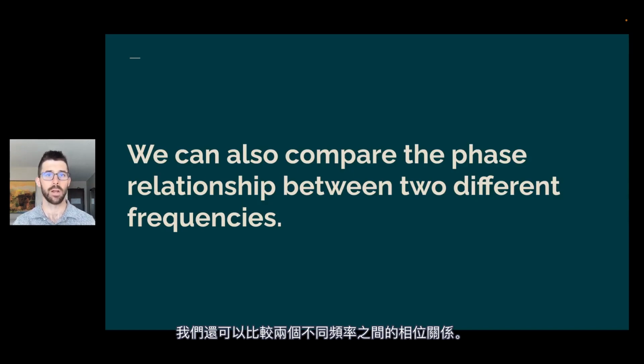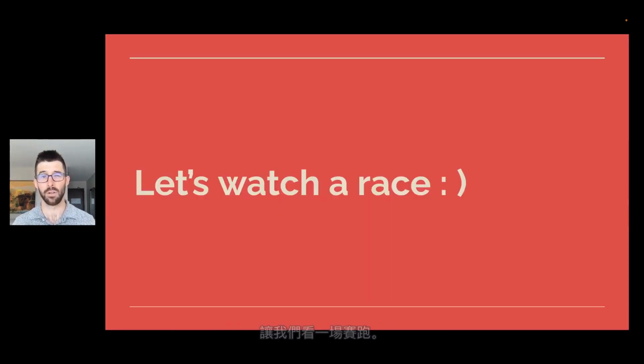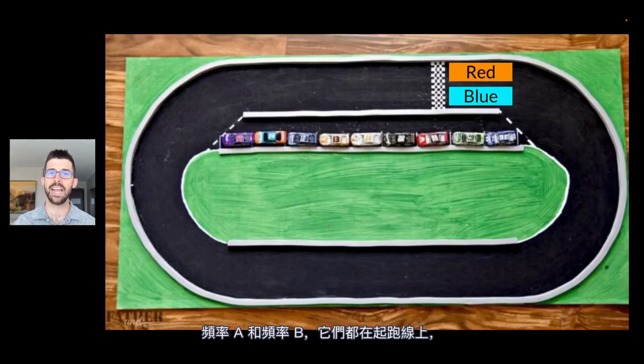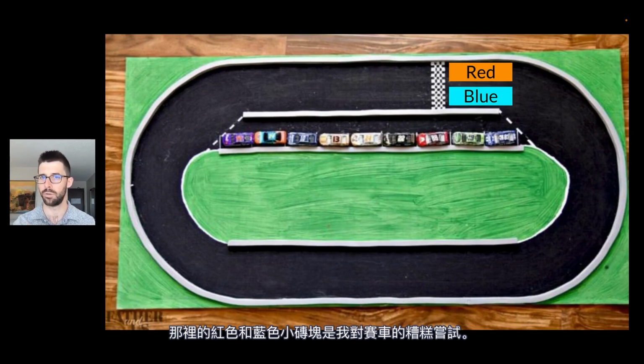All right. We can also compare the phase relationship between two different frequencies. So let's watch a race. Frequency A, frequency B. They are both at the starting line. The red and blue little bricks right there are my poor attempt at a race car.